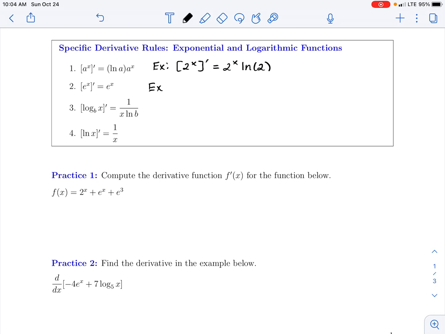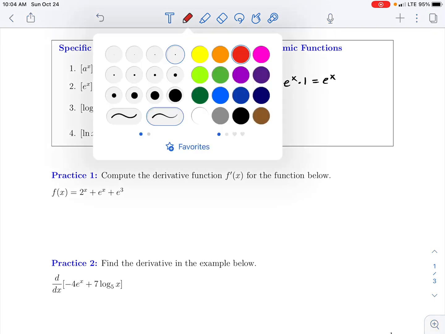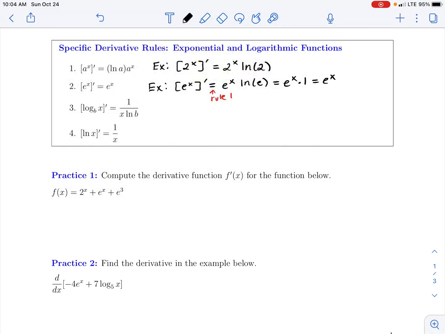In rule 2, our example is to take the derivative of e to the x, and this is students' favorite one because it's just itself, e to the x. There's not too much to remember there, but here I'm going to show you where that comes from. If I'm taking the derivative of e to the x using rule 1, I get e to the x times ln of e, and ln of e is just 1. So that's why we say that the derivative of e to the x is just itself, e to the x, and I'll note here this is by rule 1.